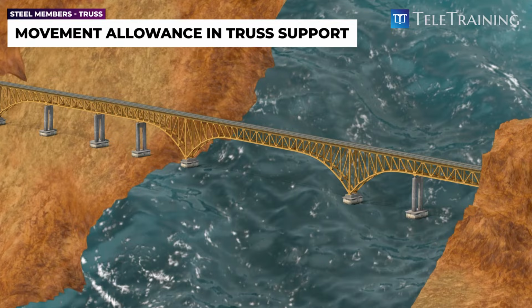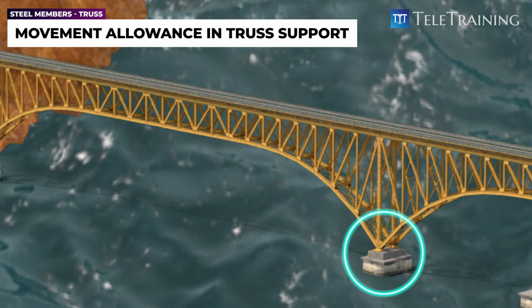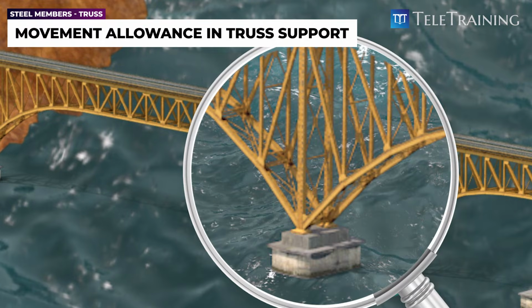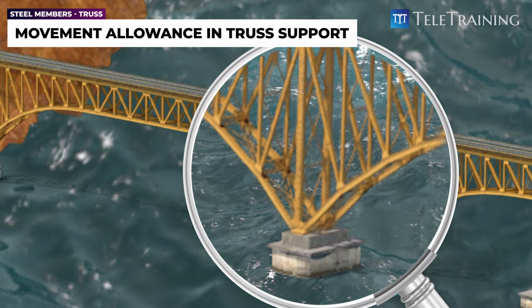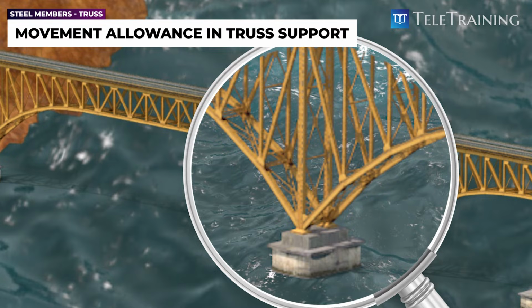The next point to highlight is the importance of movement allowances in truss supports. If the supports are locked in place, external factors, such as thermal expansion and contraction, can subject truss members to additional or different loads, such as bending, which they are not designed to handle. To mitigate these external forces and ensure that all truss members experience only tension or compression forces, rotation or sliding allowances should be provided at the truss supports.